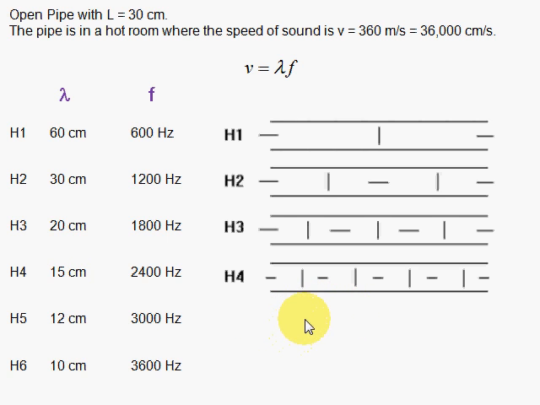Also, by the way, the nodes here, if this doesn't move, that's a displacement node. This moves here, that's a displacement antinode. But for the pressure, remember, you reverse it. So this is a pressure antinode where the pressure increases and decreases, and this is a pressure node where the pressure is atmospheric pressure. There's no change in the pressure.